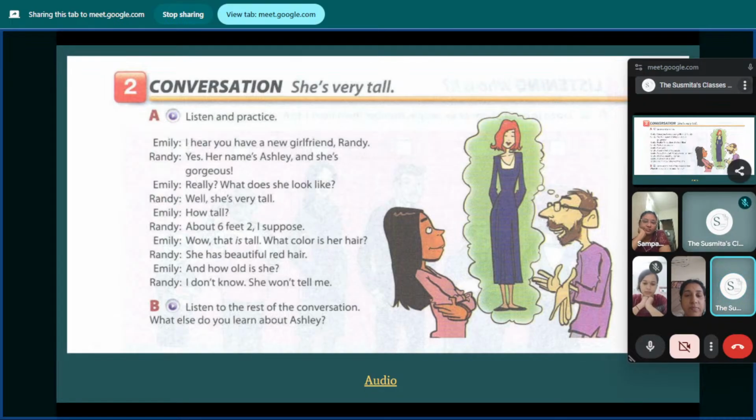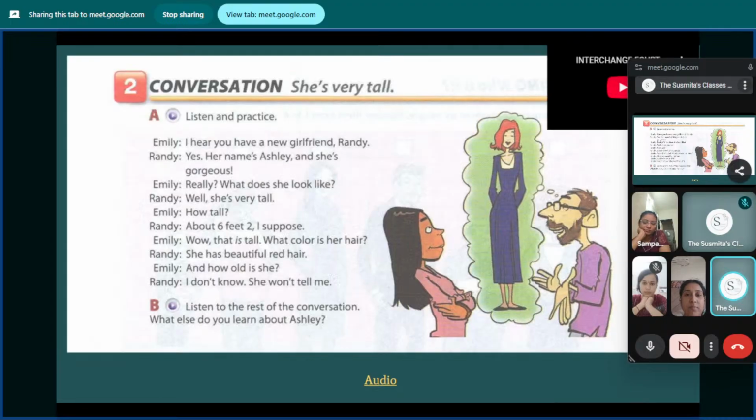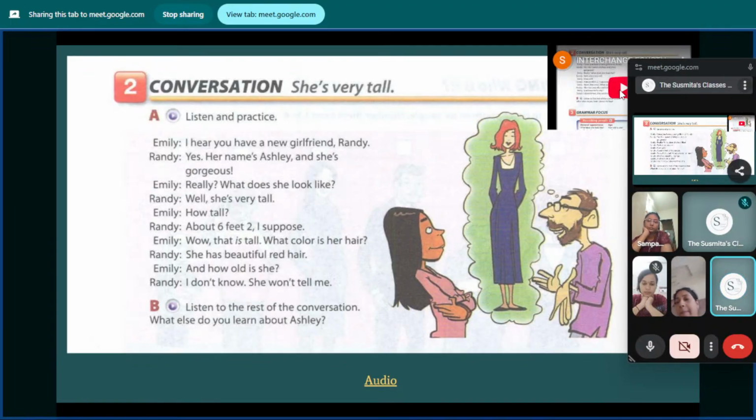Moving to the listening part, we will listen to the same conversation quickly to understand the intonations and the pronunciations. Okay?